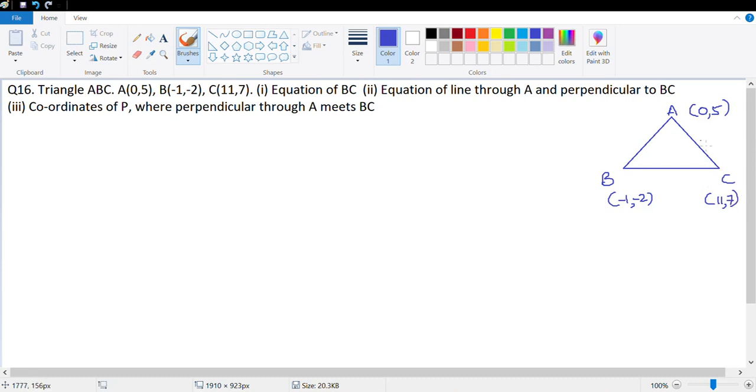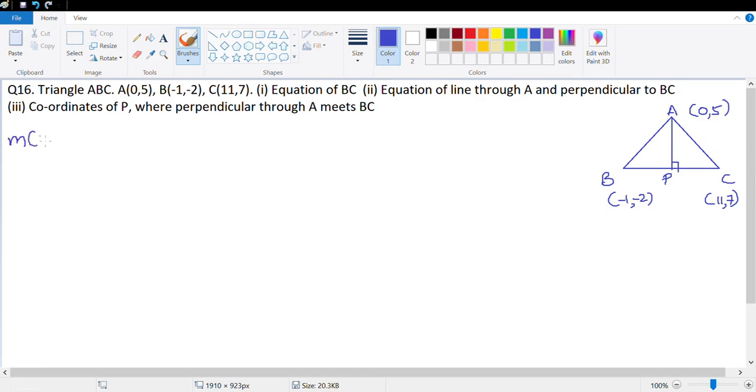Equation of BC and equation of line through A and perpendicular to BC. Okay, and this is perpendicular, which means makes an angle of 90 degrees, and P is the point where they meet. So this is P. Perfect. So first, equation of BC.